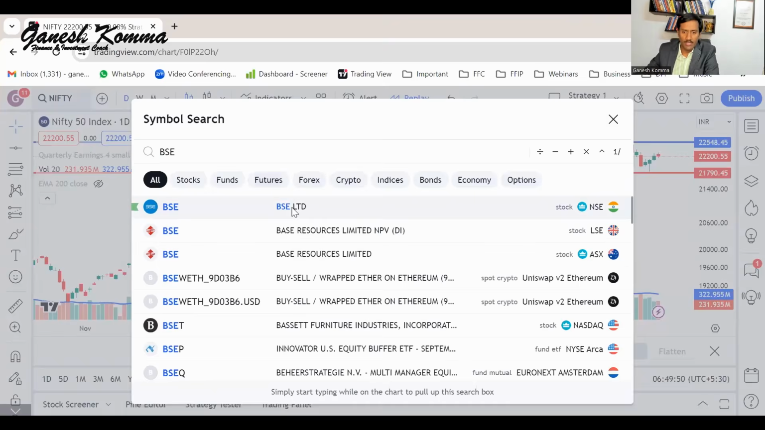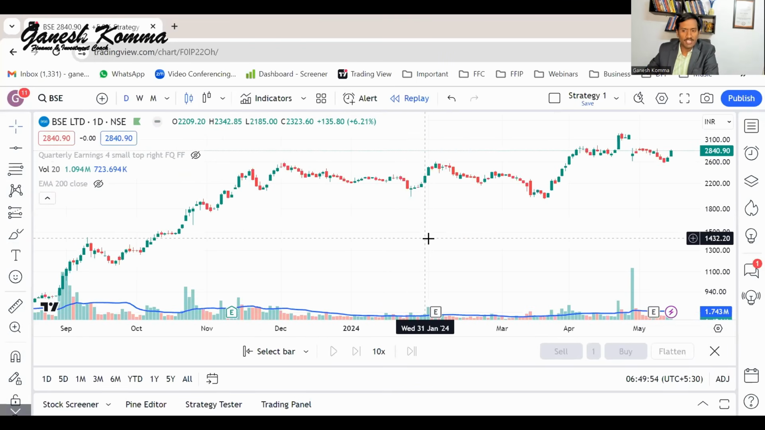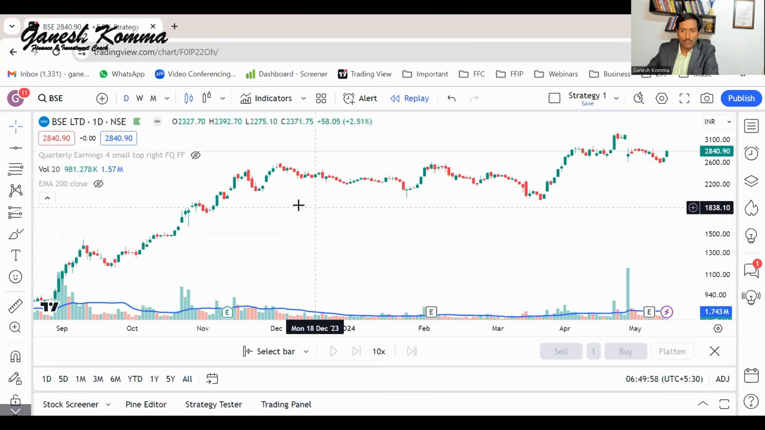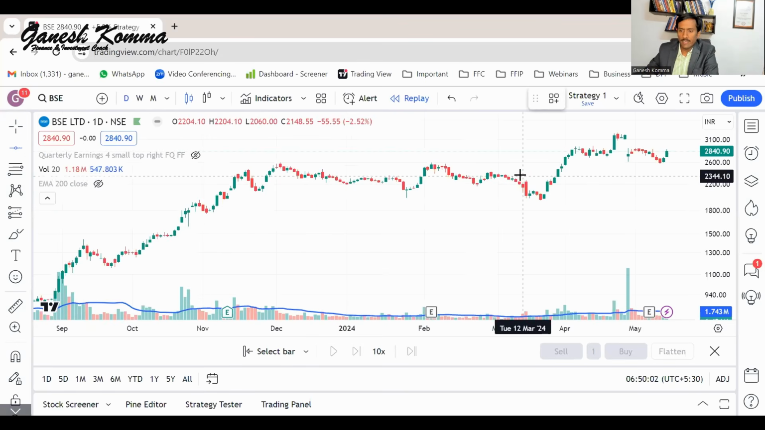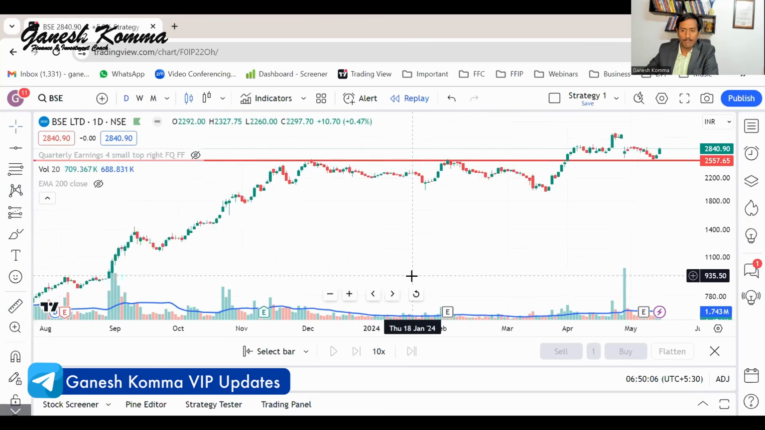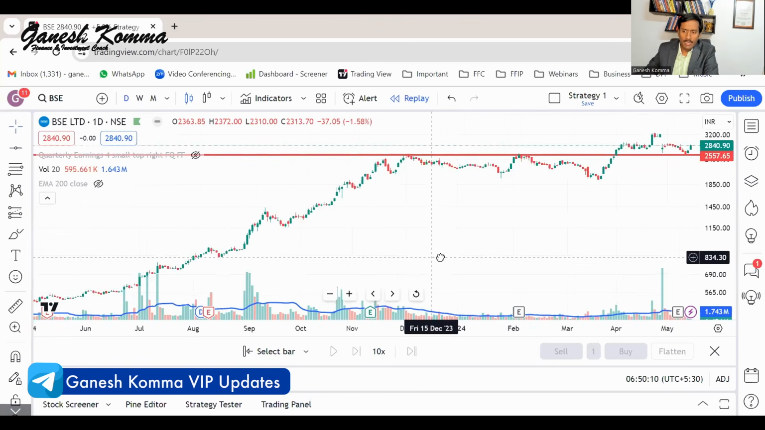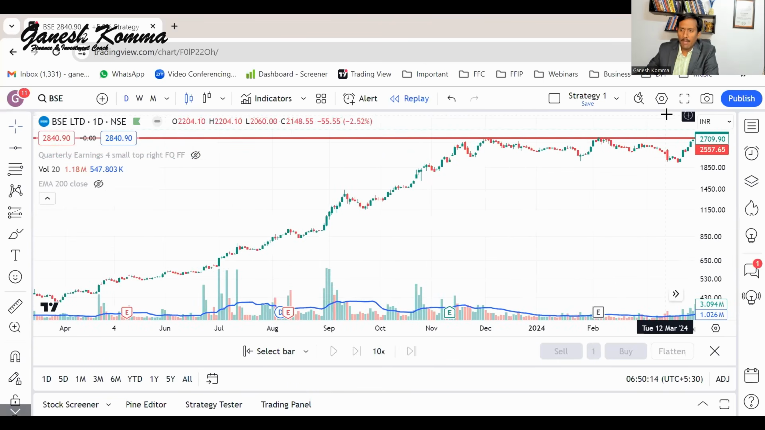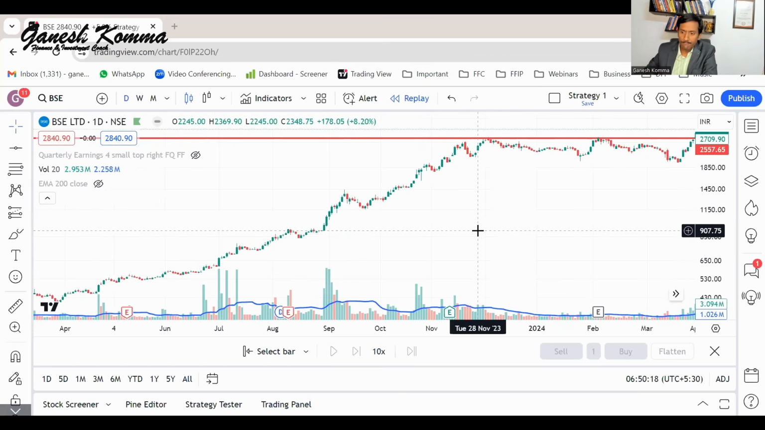If you look at BSE Limited, yes, Bombay Stock Exchange, right? So I'll go to the Trendline tools. I'll select the horizontal line. And if you see here, yes, this is very, very interesting, right? I'll go a little bit back in the time zone.